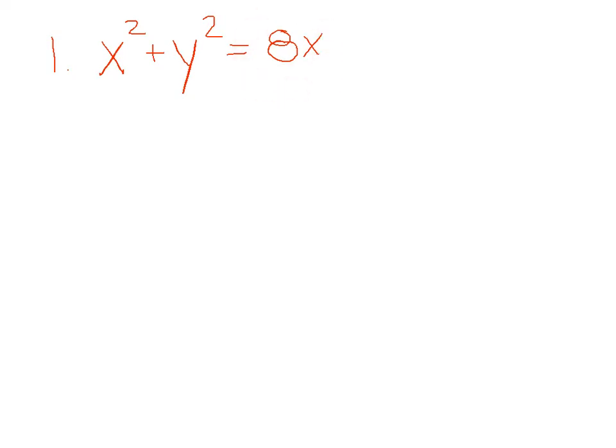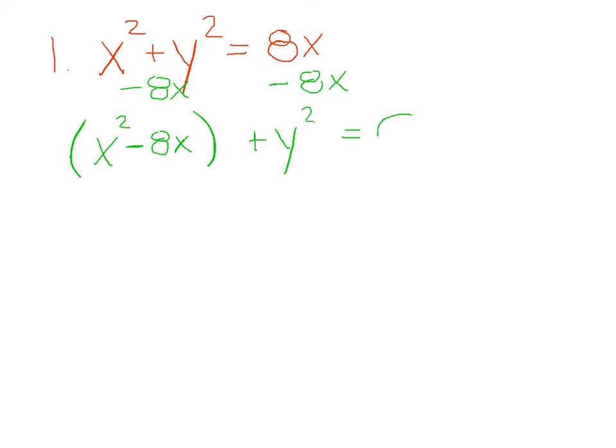So my first step is going to be to subtract over the 8x from both sides. When I do that, I'm going to group my x's together and my y's together. So I'm going to say I have x squared minus 8x, and then I've got a plus y squared, and of course on this side I'm left with just 0.